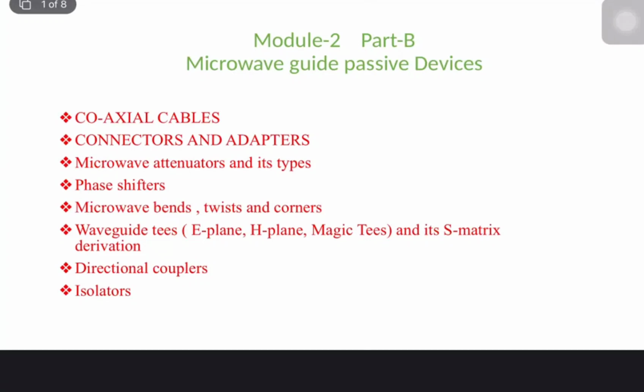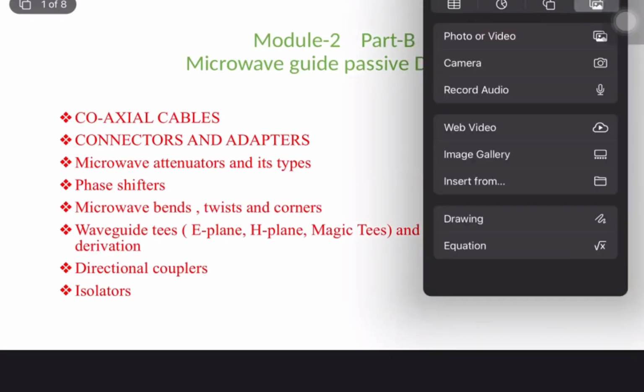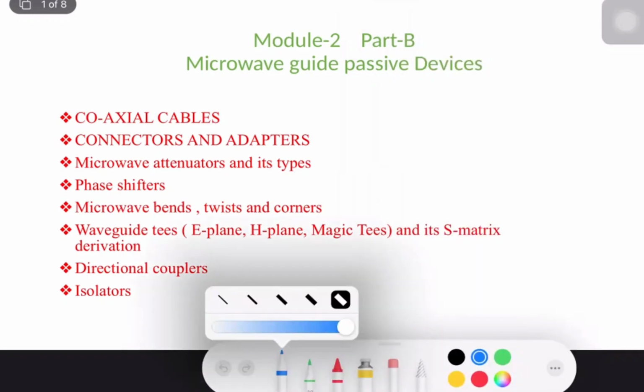But let me just brief you on the contents that you are going to study in part B of module 2. You'll be studying about coaxial cables, the types of coaxial cables, what is a connector and an adapter, and what are the types of connectors and adapters. Next, we'll be studying about the microwave attenuator and the different types of microwave attenuator.